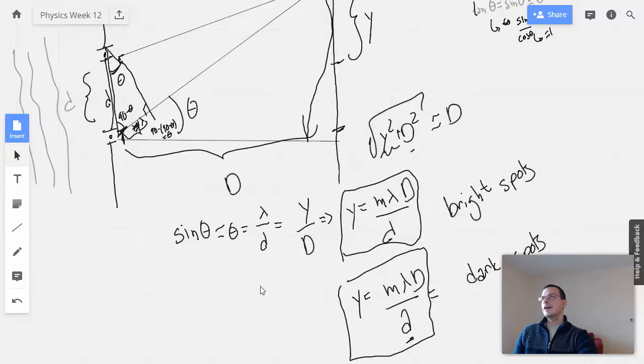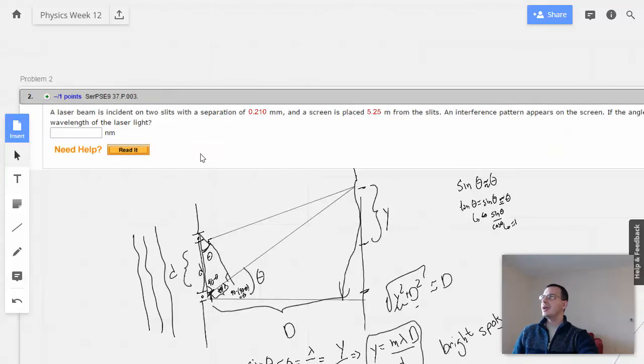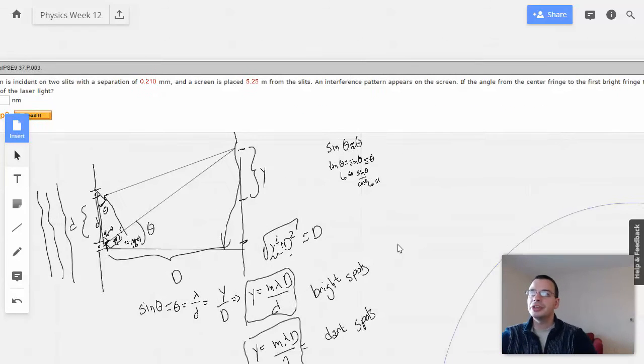Okay? All right, so now that I've done all this background, let me actually get to the problem I was trying to solve the first time. All right, so a laser beam, it always feels like there should be a Z in there, and two slits with a separation of 2.10. All right, so I'm going to draw the picture for real this time.